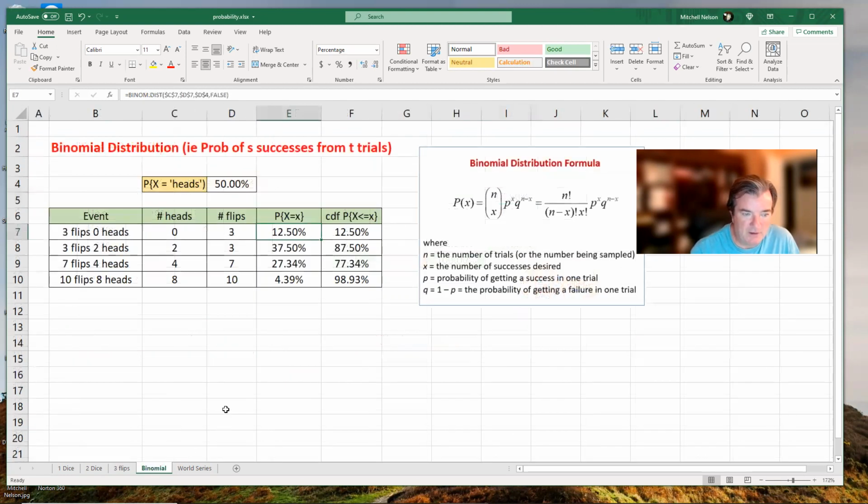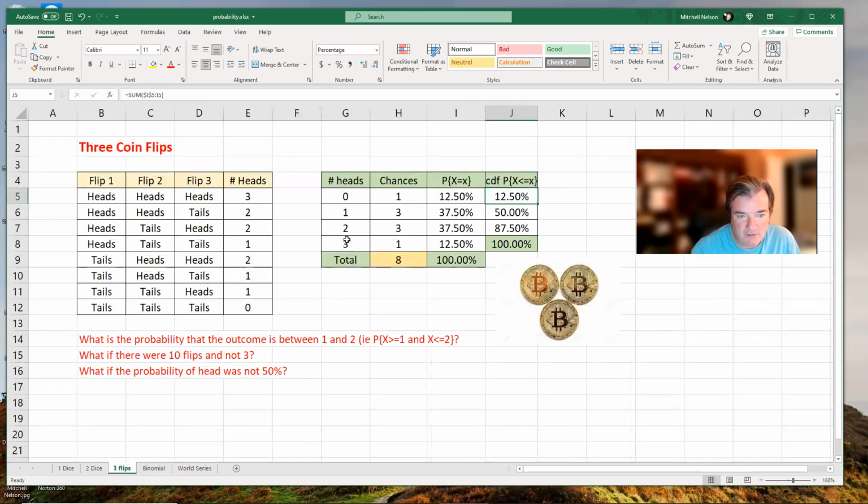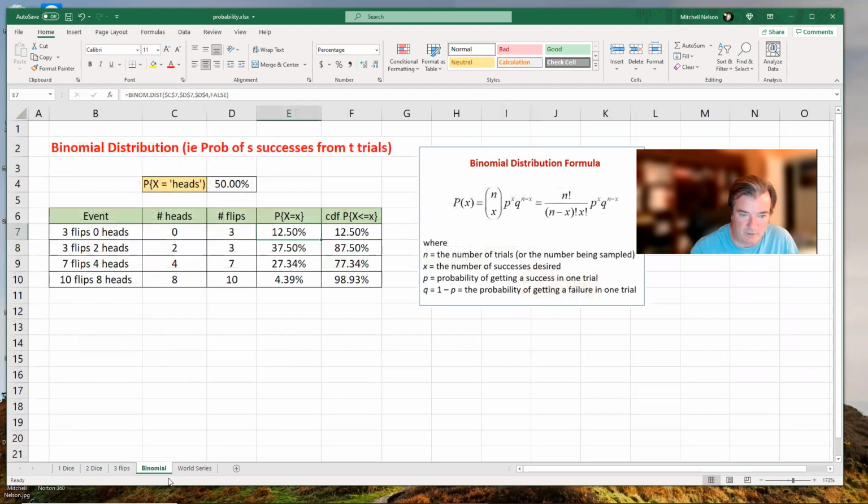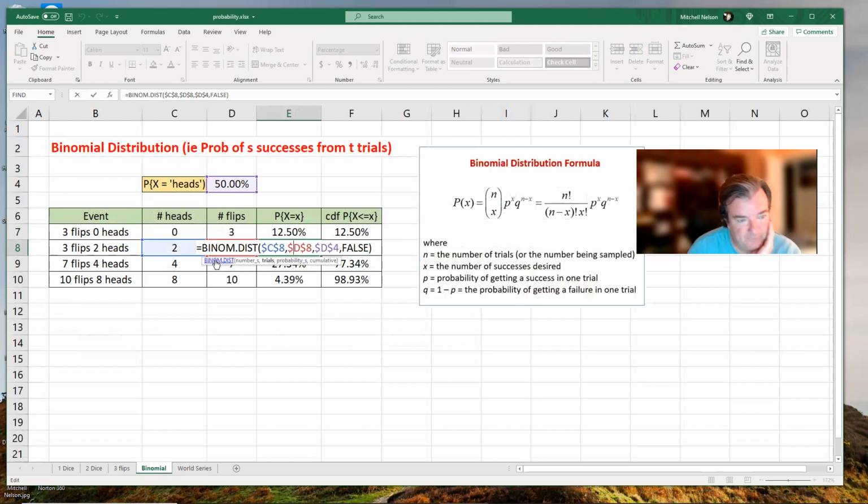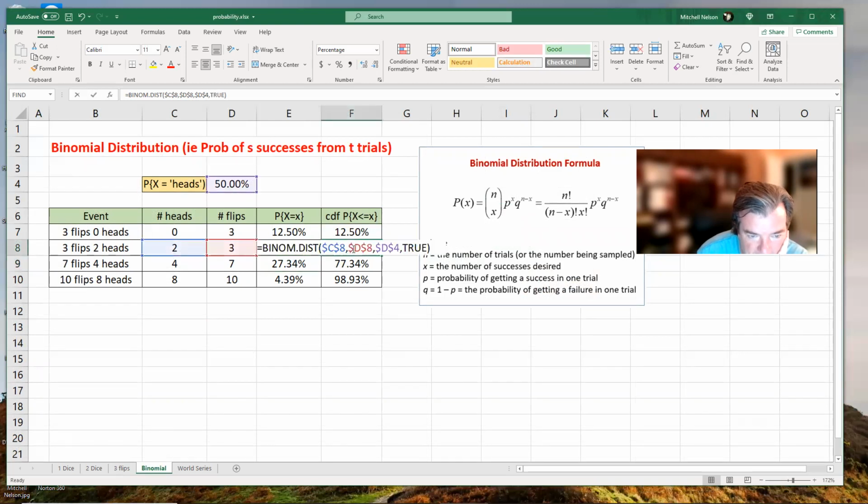Did that one before. So now suppose we said we're going to flip the coin 3 times and ask, what's the probability of getting 2 heads? We did this one before. 2 heads out of 3, 37.5% chance, and an 87.5% chance that you will get 2 or less. So if we go to the binomial distribution and say false, we get 37.5. Same formula with a true, that's the cumulative distribution, we get 87.5.